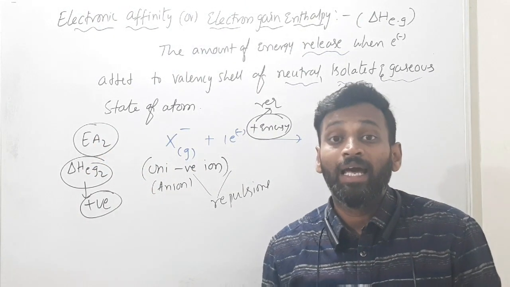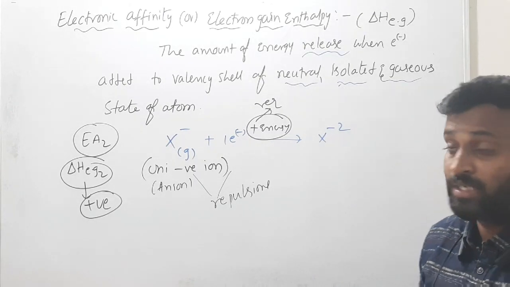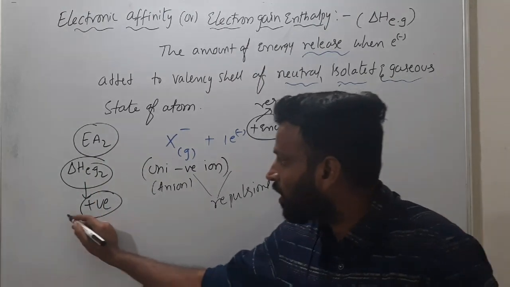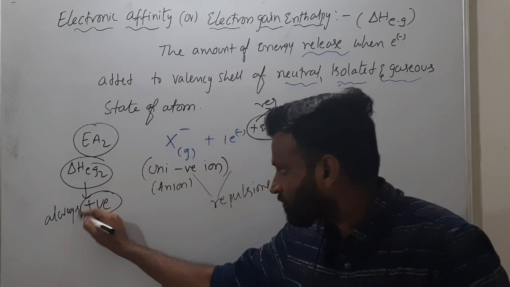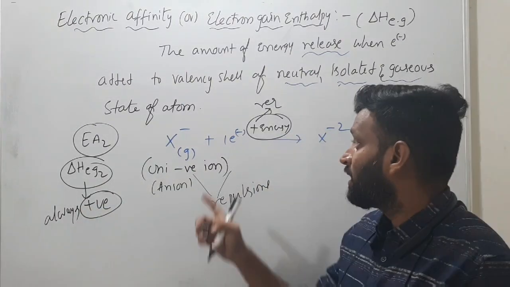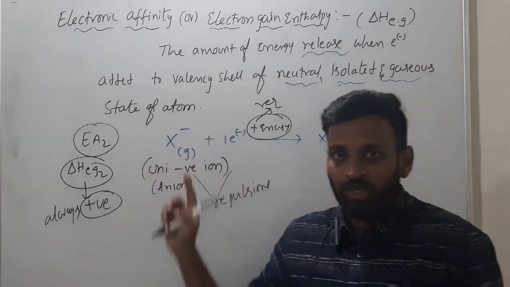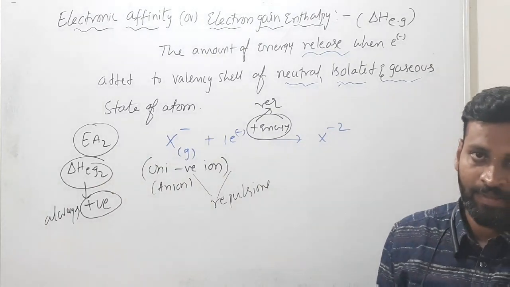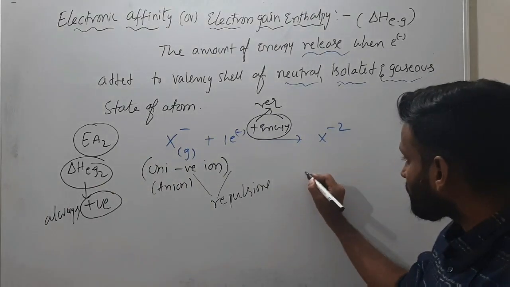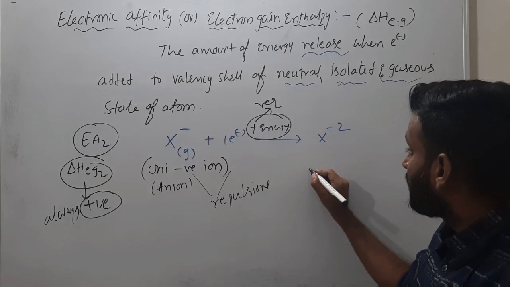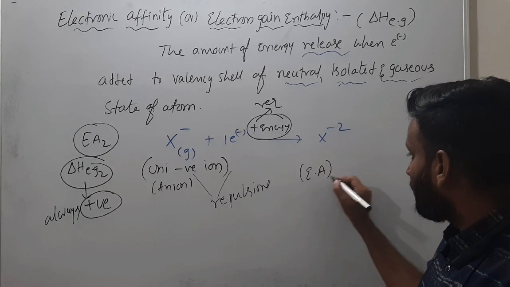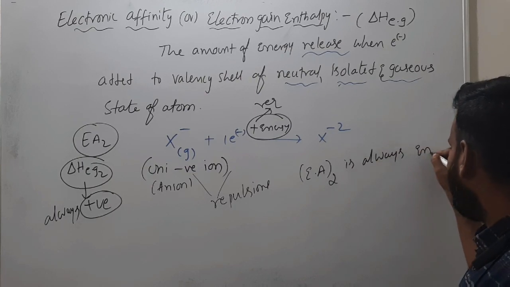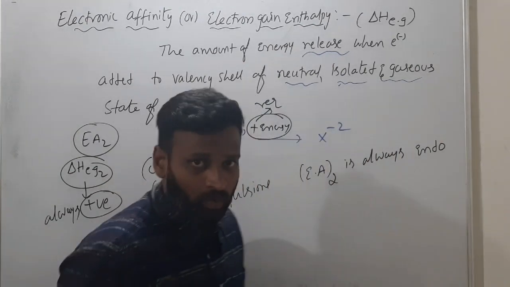Who is positive, sir? Electron gain enthalpy 2 is always positive. Write down this: the second electron gain enthalpy is always positive. The reason I am giving here: addition of a second electron to a negative ion is difficult because negative repulsions take place. So what is the final conclusion? Electron gain enthalpy 2 is always endo.